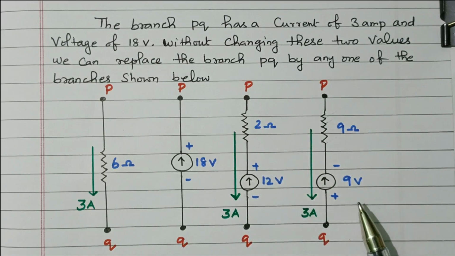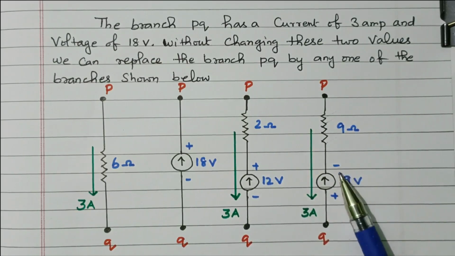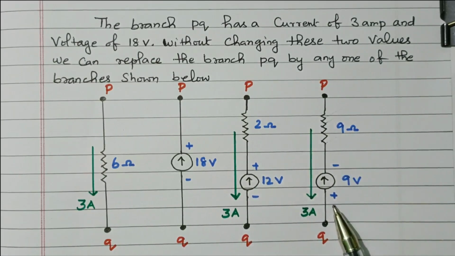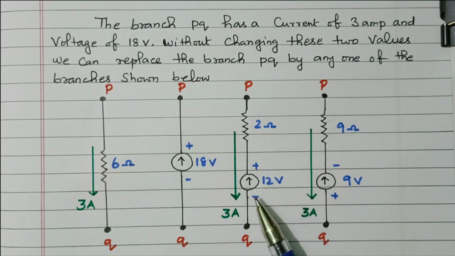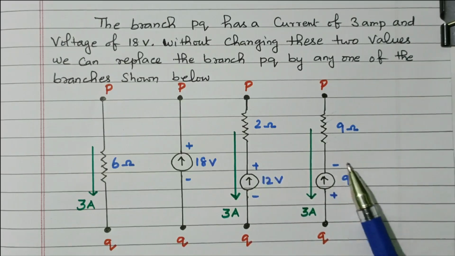Another possibility is that the voltage source is connected in reverse. This terminal is negative and this terminal is positive, plus minus, minus plus, so we will get a negative voltage here, that is 9 volts.